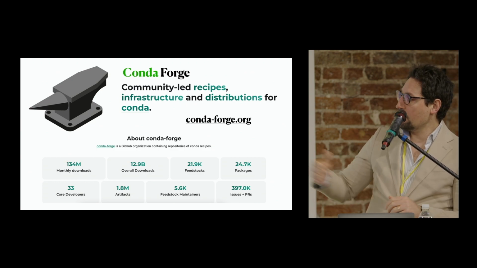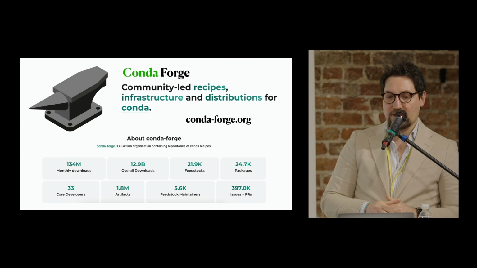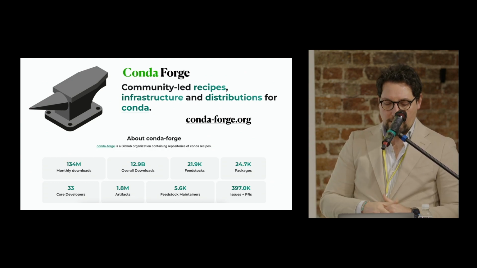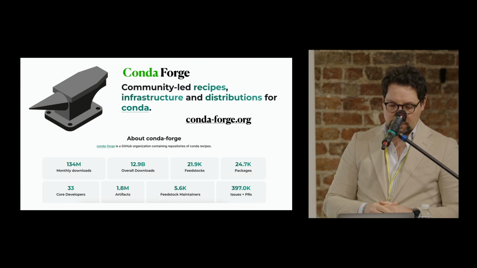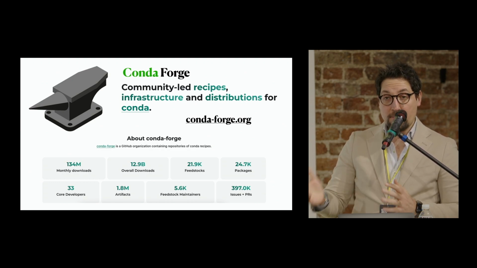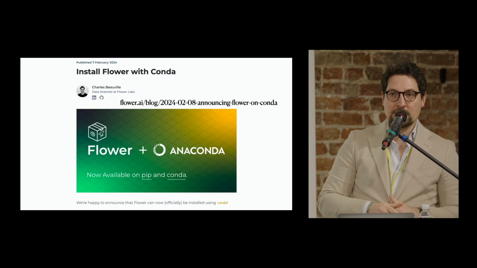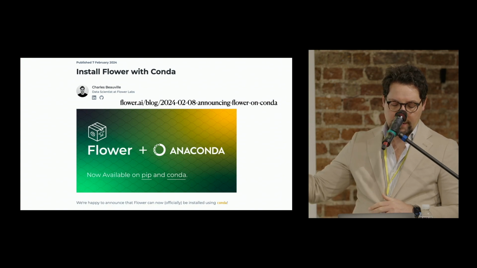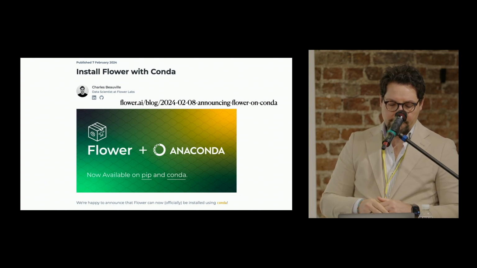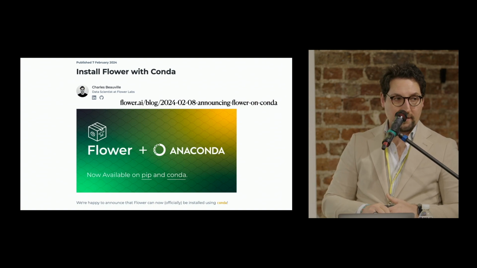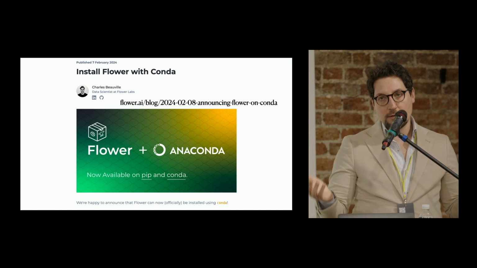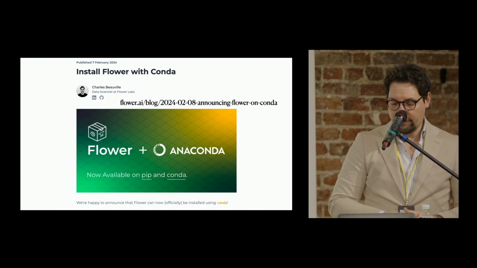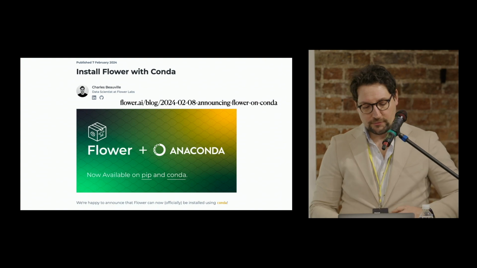And you can have a brief look at the statistics this website has. Just like monthly downloads, we have 134 million, just to give you a little bit of statistics about what we're talking about. And why I'm mentioning this: recently announced, and you can find this in a blog post on flower.ai/blog, Flower is now available as a Conda package on Conda Forge. So if you're using Conda as your development environment, you can install Flower directly from the Conda Forge repository.